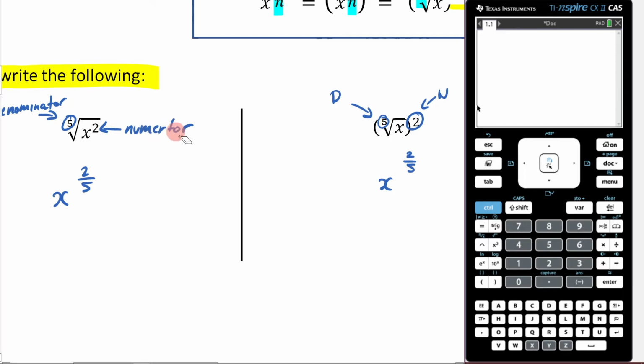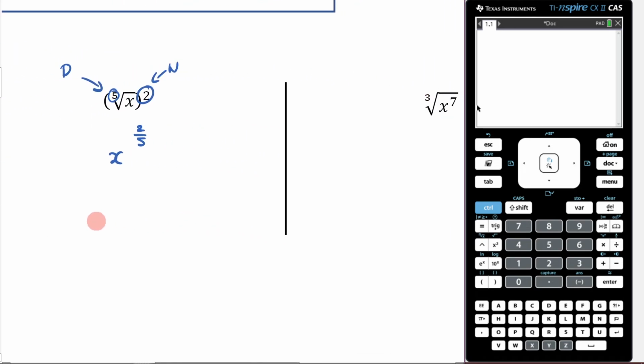And I'm just looking at this. I misspelled numerator. Numerator. This is an English class. You shouldn't worry. All right, let's keep on going.